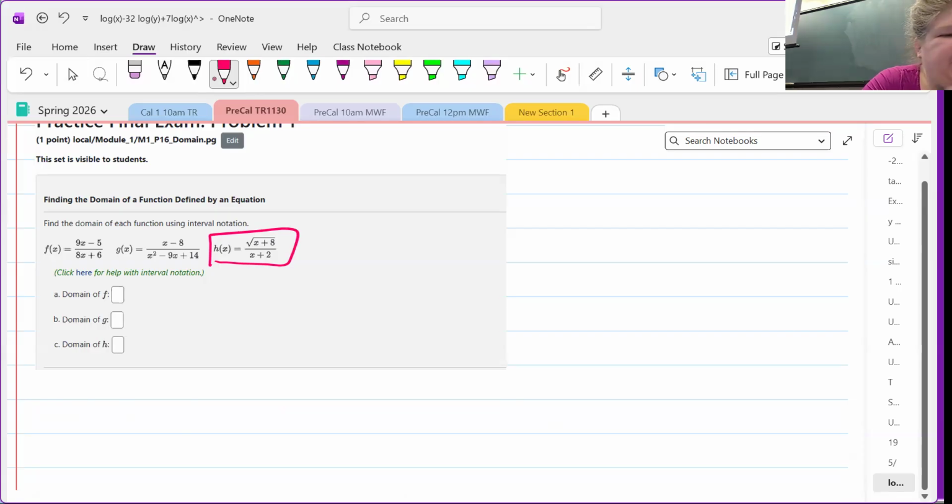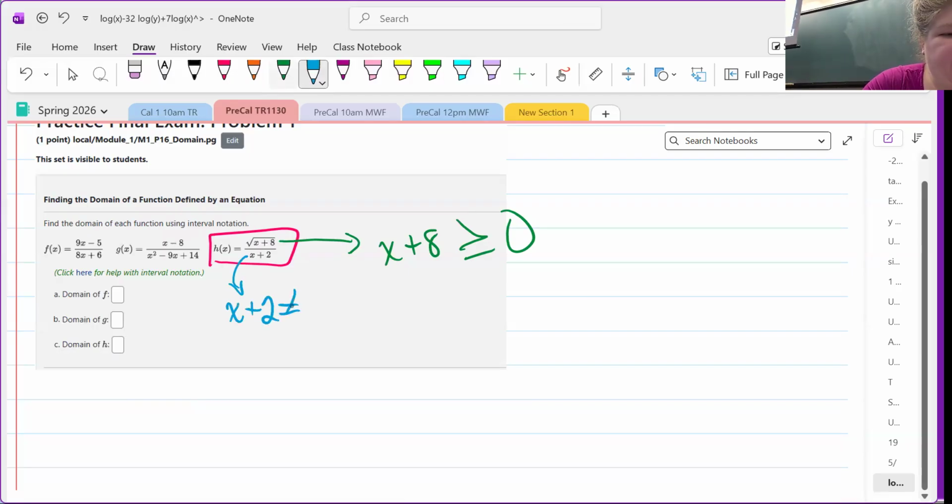So domain restrictions come from dividing by 0, square rooting negative numbers, or logging negative numbers or 0. So when I have a square root, my domain restriction is whatever is under the square root must be greater than or equal to 0. Whatever is on the bottom of the fraction, that is not allowed to equal 0.